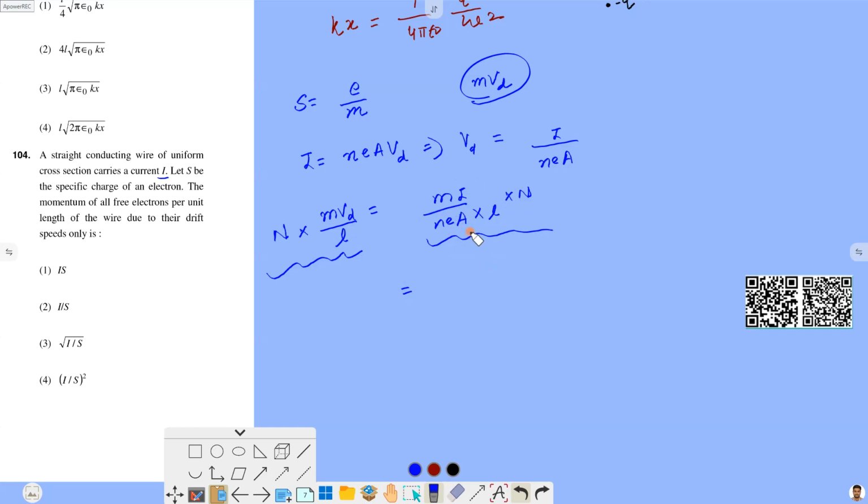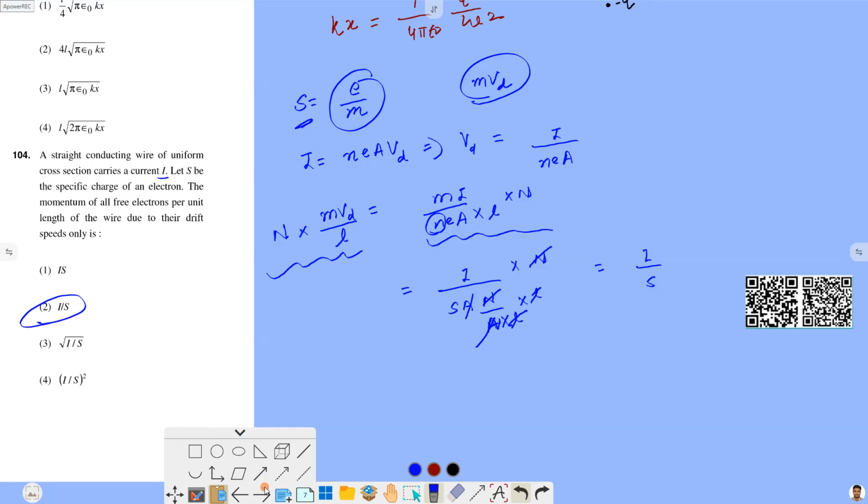Let's modify it slightly using the given values. First of all, this e by m will be equal to S, so this will become I by S into A, and this small n is the number density. It will be equal to the total number by the volume V, and volume is again equal to area times length, so we write it as AL. Now this N gets cancelled, L gets cancelled, and A gets cancelled. So basically we are left with only I by S, and that is the second option, the answer required here.